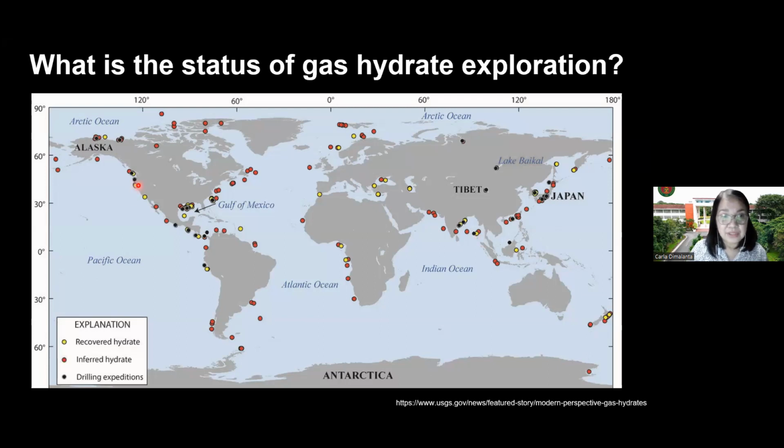some countries, those in yellow dots, have already recovered hydrates, meaning they have attempted some technologies that allow them to extract samples. Some are still at the inferred hydrates, meaning they have not yet gone beyond the seismic reflection surveys and identification of BSRs. So inferred pa lang, maybe reports pa lang, hindi pa proven. To prove whether the gas hydrates are really there, then you will have to do drilling.